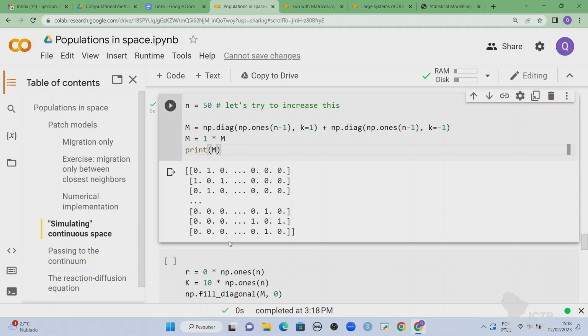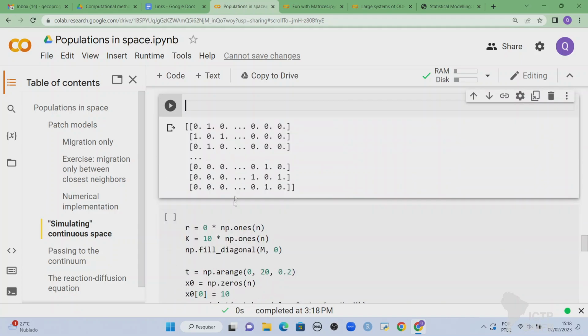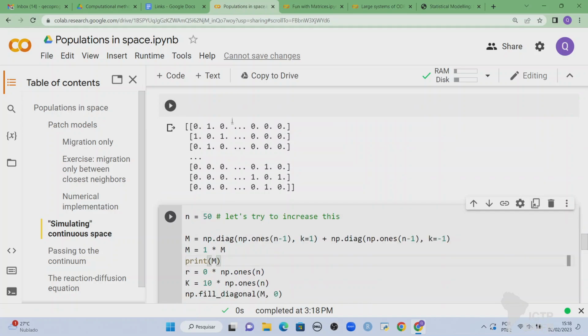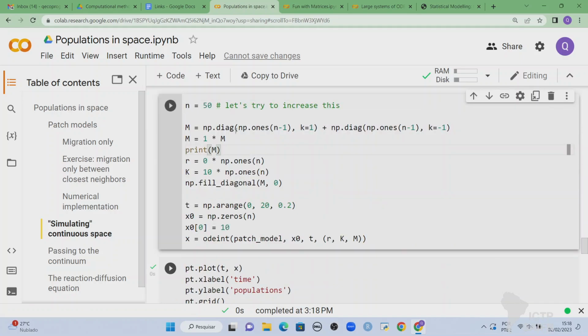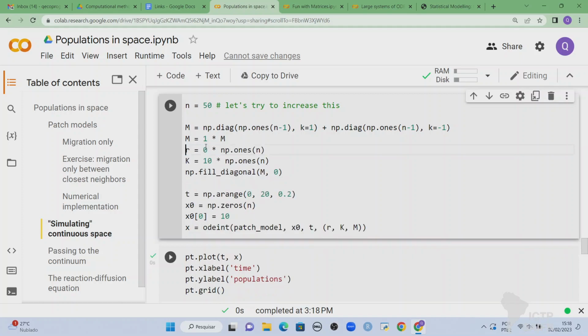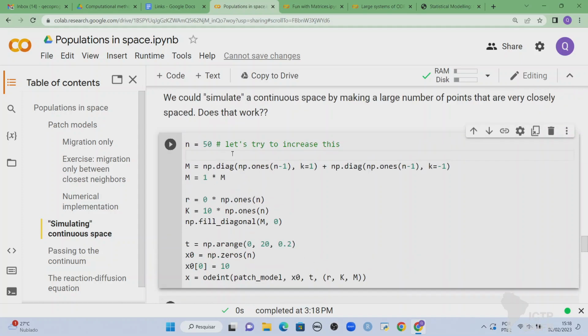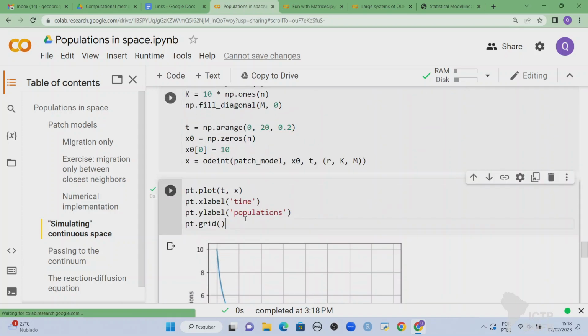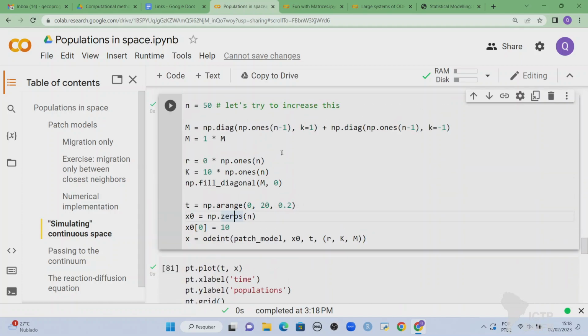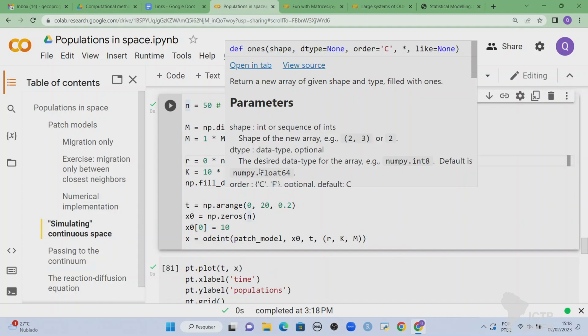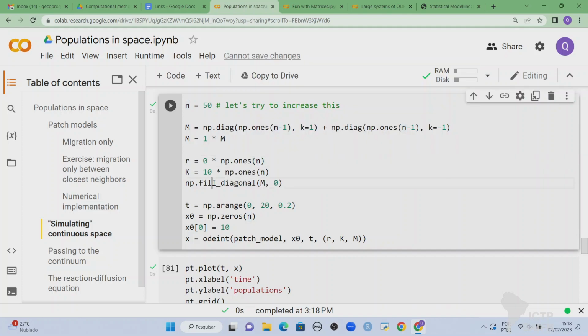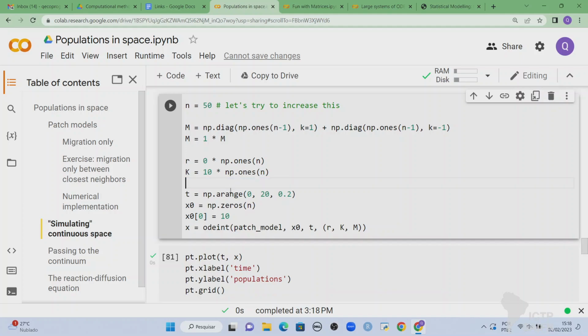Yeah, so let me put this together again. Okay, so n equals 50, and now when I solve this, what's going to happen? So n is 50, r now is only zeros. Remember, I'm not including growth, I'm only including migration, okay? I don't need this also.